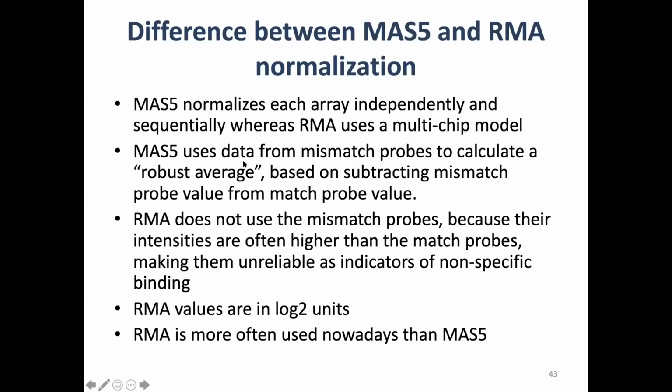MAS5 uses data from mismatch probes to calculate the robust average based on subtracting mismatch probe values from match probe values. What it's saying is that MAS5 uses the mismatch intensities too, right? Whereas the RMA method doesn't use that. RMA doesn't use the mismatch probes because their intensities are often higher than the match probes, making them unreliable as an indicator of non-specific binding. And another thing is RMA values are in log2 units, and RMA is more often used nowadays than MAS5.